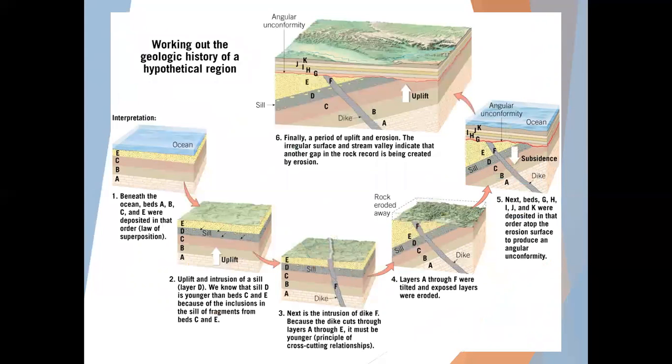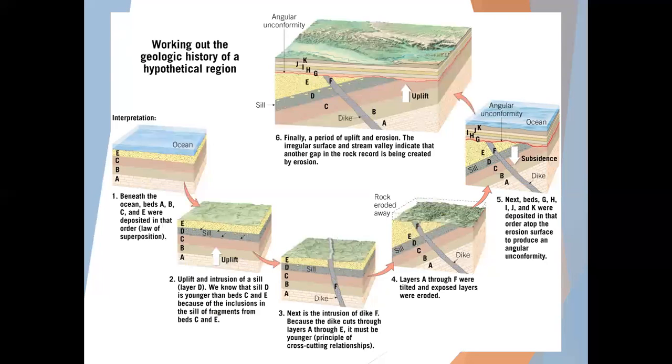And actually, you can work out exactly how this happened, and that's what the textbook has done for you. Layers A, B, C, and E were all deposited following the law of superposition. I'm sorry, A, B, C, and E.